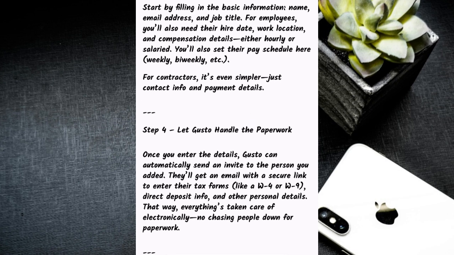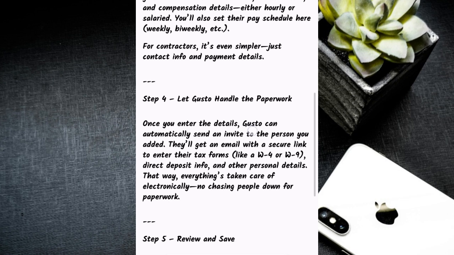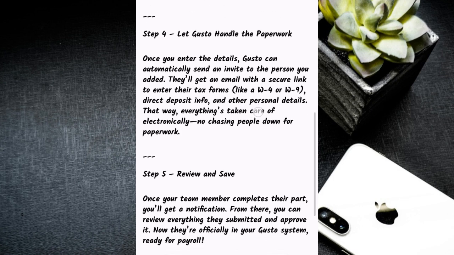Step 4, let Gusto handle the paperwork. Once you enter the details, Gusto can automatically send an invite to the person that you added, and they'll get an email with a secure link to enter their tax information, deposit information, and other personal details. That way, everything's taken care of electronically. There's no need to chase anyone down for paperwork.